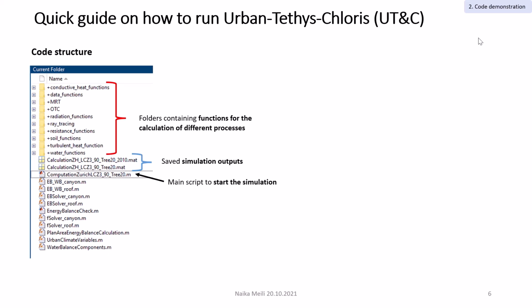Okay, so now that we talked about all the model parameters and inputs required, let's have a look at the code structure. When you open the UT&C code in MATLAB, you will see that there are a large number of folders as well as functions. The folders starting with a plus contain a lot of different functions for the calculation of the different physical processes. The main script to start the computation is called computation plus the name you give it, and the outputs of the simulations are saved in the calculation plus the name you give it .mat files.